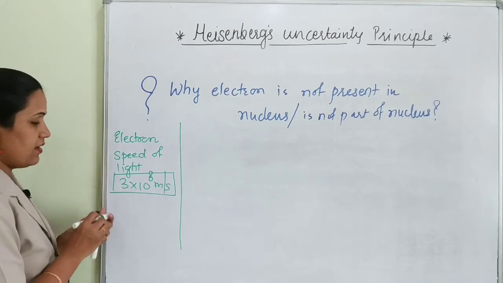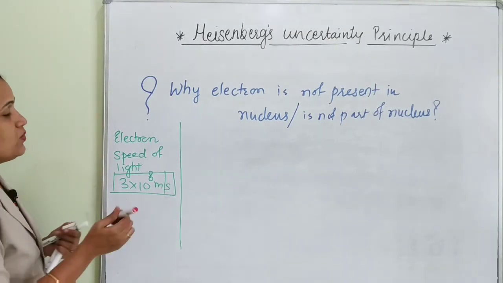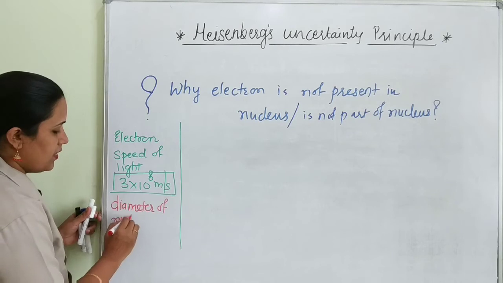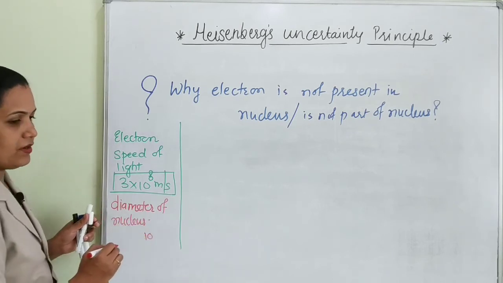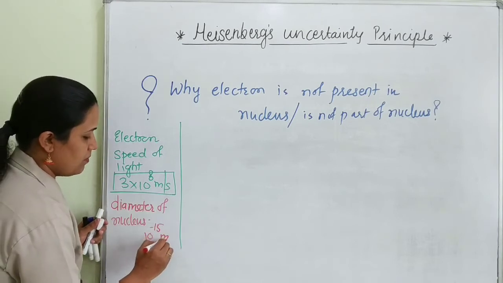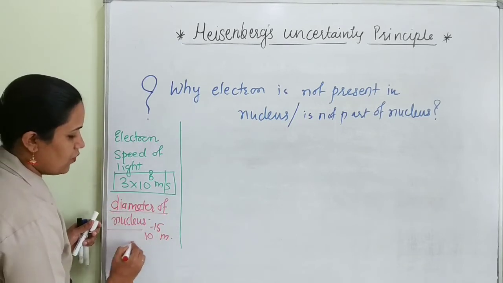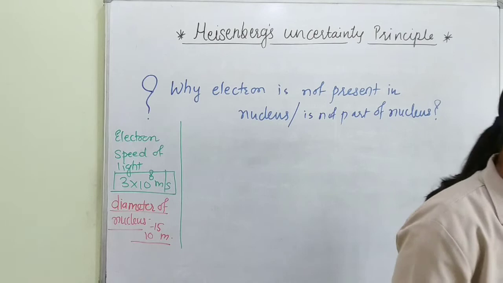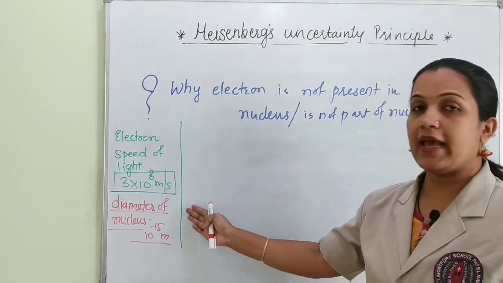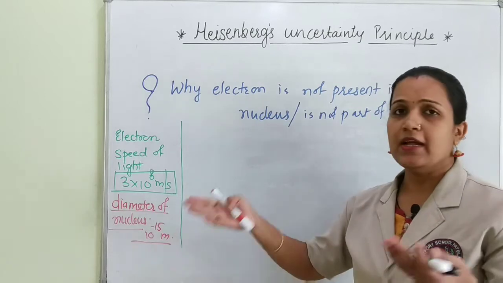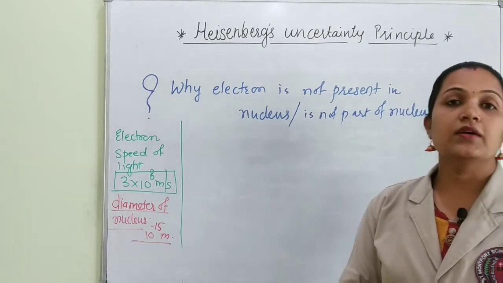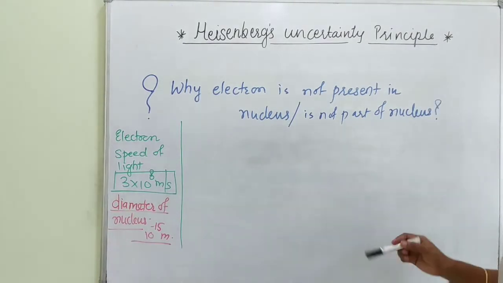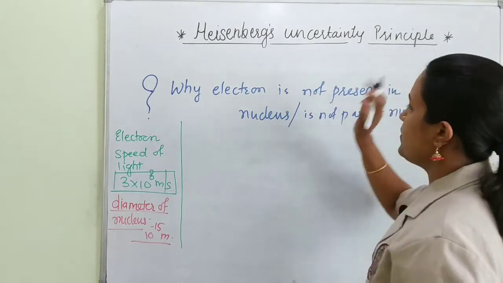Now if I say here, I will write that certainty in position. As we know that diameter of nucleus is 10 to the power minus 15 meter. Okay, so if the diameter of nucleus is this much, so if the electron can exist, the position of electron can be within this, then it is possible for electron to be there in the nucleus. Okay, now how we are going to explain this? On the basis of Heisenberg's uncertainty principle, let's see.